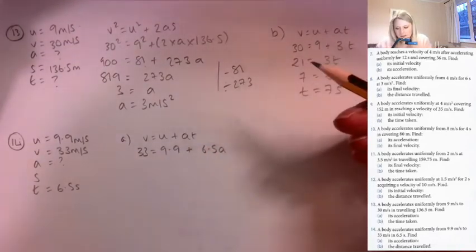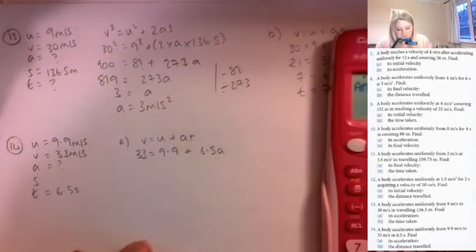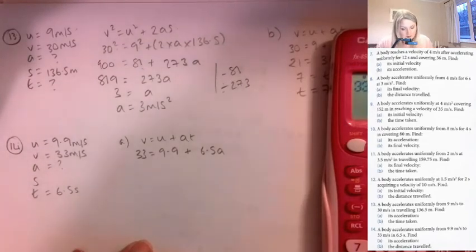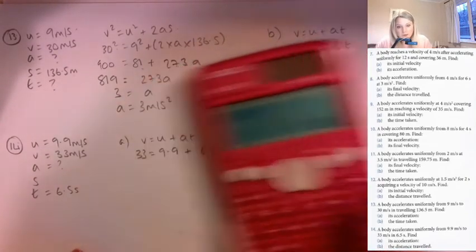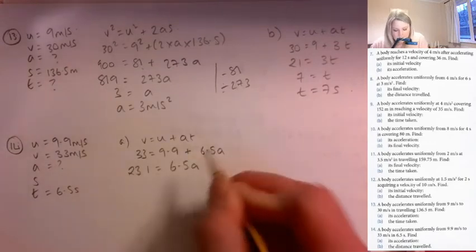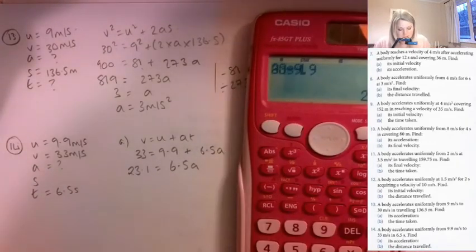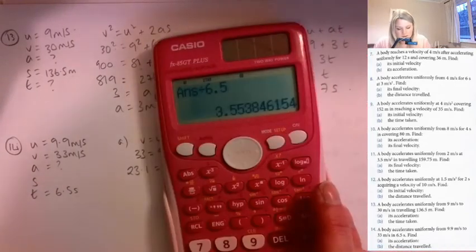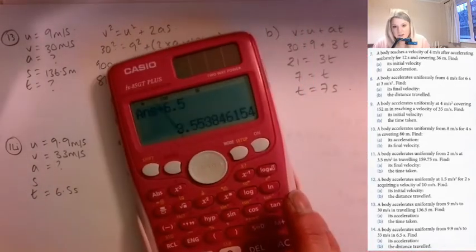Take away 9.9 from both sides. Gets me 23.1 equals 6.5a, and then divide by 6.5 gets me 3.55. I'm just going to round it off.